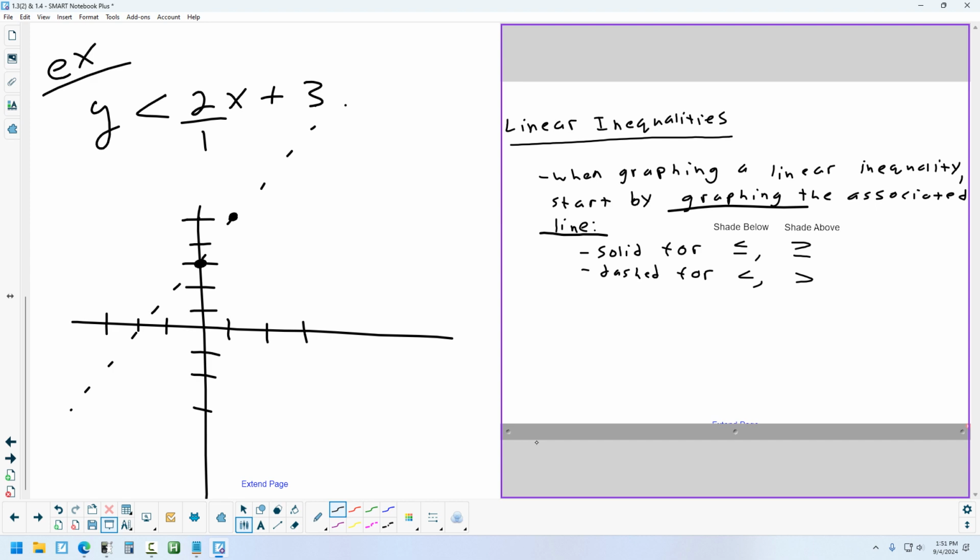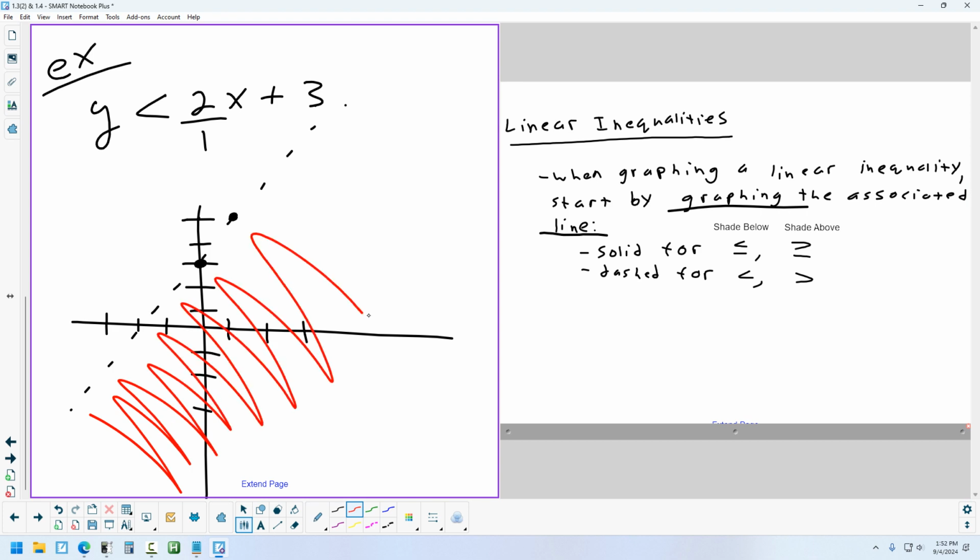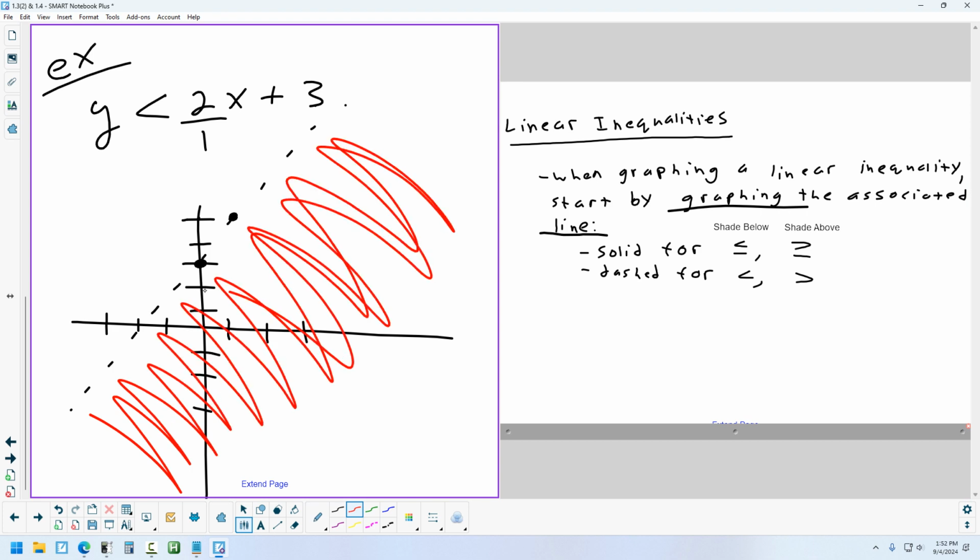Now, the last thing, it's written a little small, but it's right above. It says shade below or shade above. Less than symbols, you shade below. Greater than symbols, you shade above. So, which one is this? Shade below or above? Shade below. Yeah, shade below. So it would look kind of like this. It doesn't have to be perfect, just kind of like that. And that's how you graph an inequality.